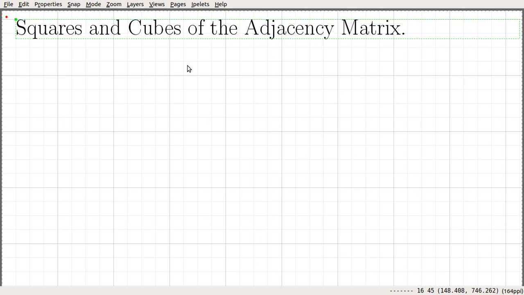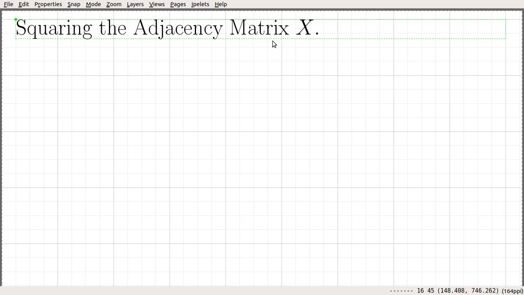Okay, so let's start with squaring the adjacency matrix. In this case, we are taking this matrix X and simply taking the square, looking at the entries and what we can infer. In order to do all these things, let me first define a particular quantity.